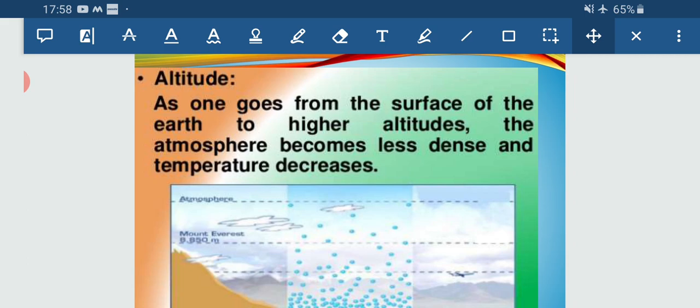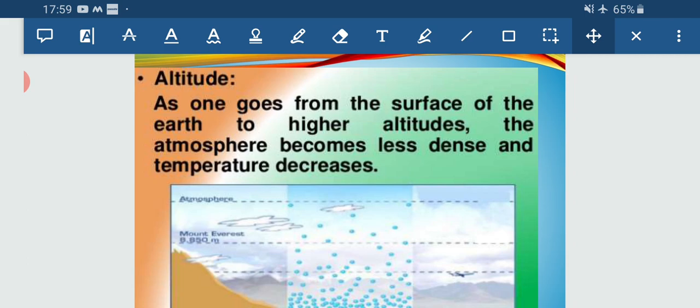So what do you think? Oxygen is a heavier gas which is present near the earth's surface where the altitude is less, and as the height increases, oxygen reduces. That means the density of the atmosphere also decreases, and as the density decreases, the temperature holding capacity also decreases. So when the height increases, temperature decreases, and there is a certain rate of decrease of this temperature.